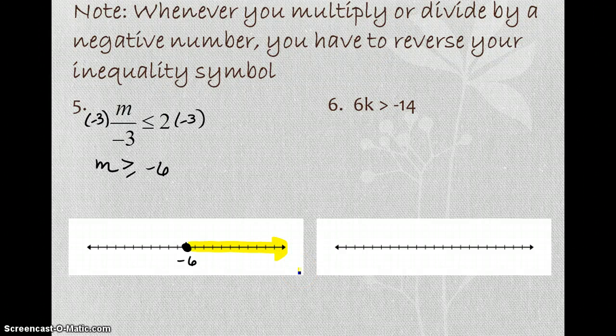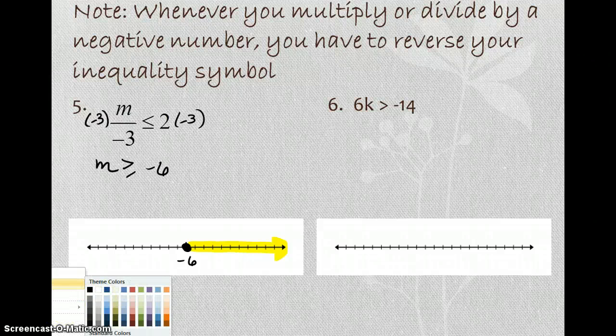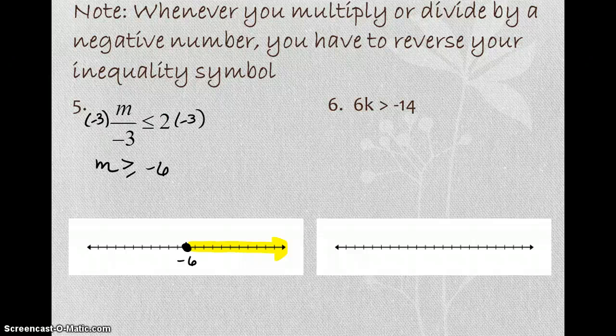There you go. So number 6, looking at that one as well, I see that we have 6k is greater than negative 14. So I'm going to go ahead and divide by 6 and divide by 6. And the 6's cancel out, and k is. For this one, you're not going to switch your arrow. And you're not going to switch your arrow because even though this is negative, no one cares. You did not divide or multiply by a negative number. So my arrow will stay the same.